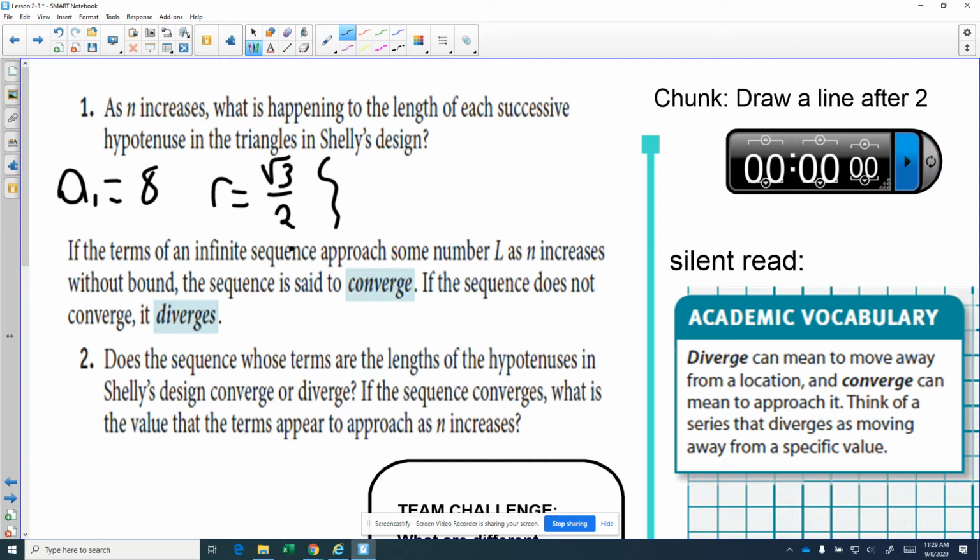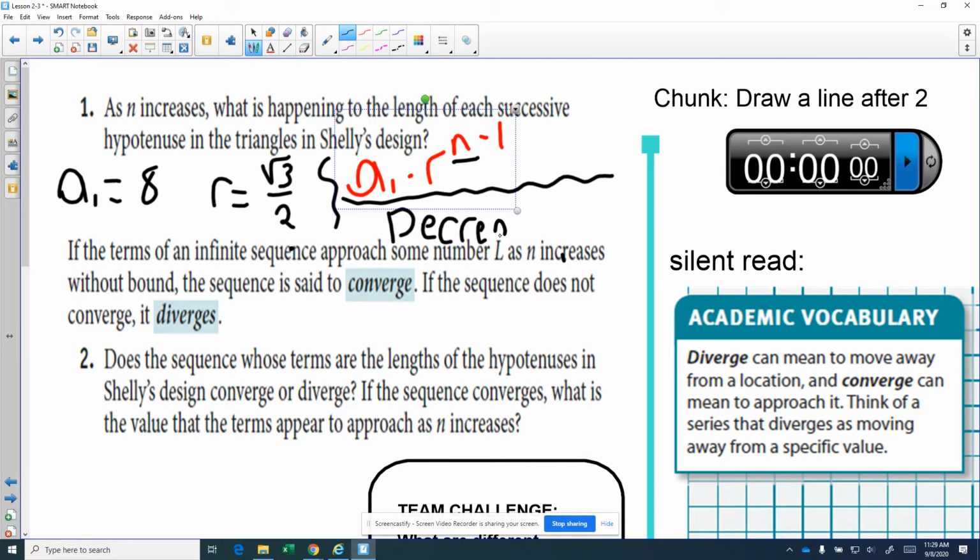For the first question here, as n increases, what is happening to the length of each successive hypotenuse in the triangles? Well, n is basically the number of triangles we want, right? That's the term number. That's the fourth, the fifth, the sixth triangle. So what we want to understand is, as our exponent goes up in our equation, a of 1 times r to the n minus 1, when our exponent n continues to increase, what actually happens to our answer? If you remember back to the actual problem itself, your answer ends up decreasing.